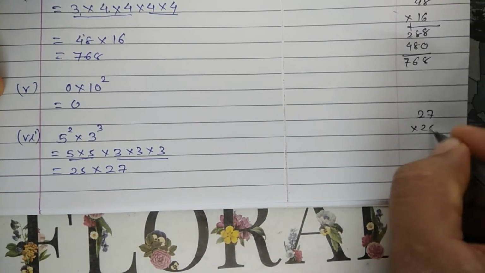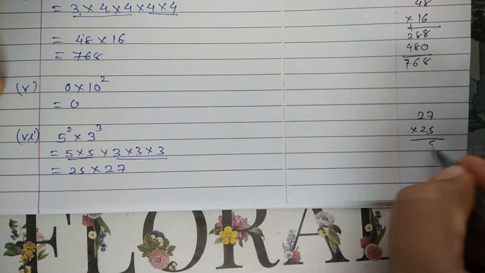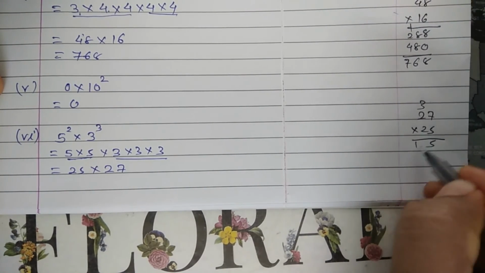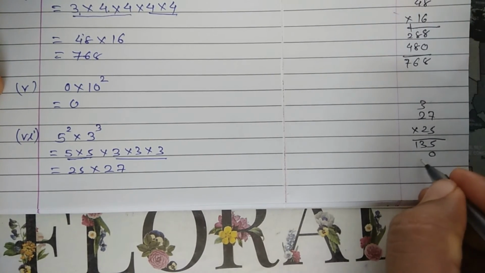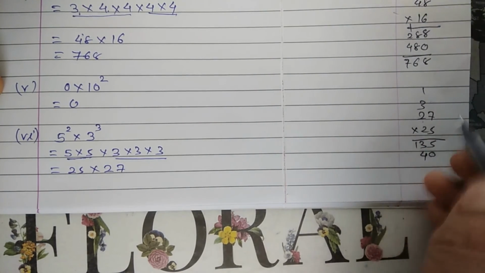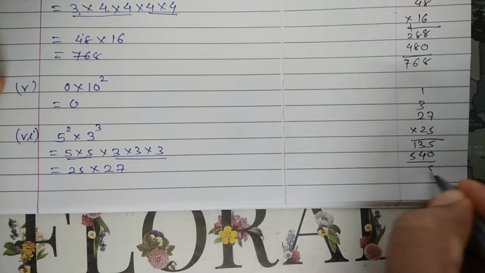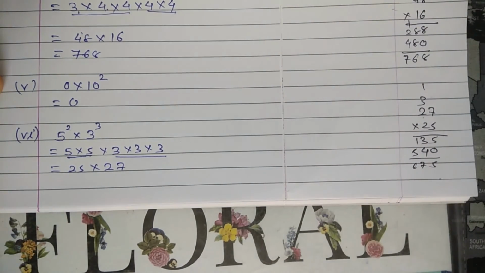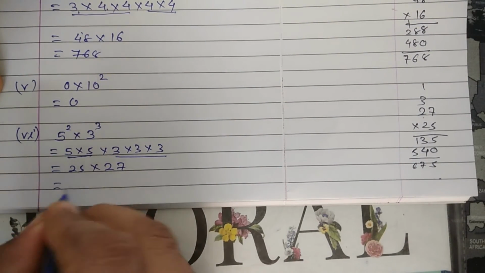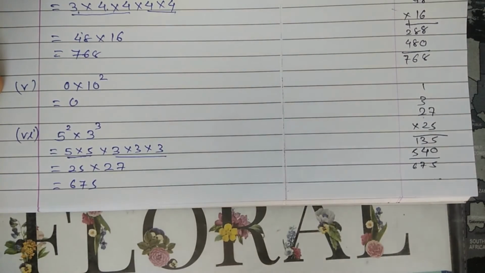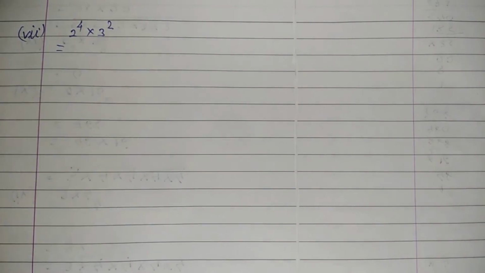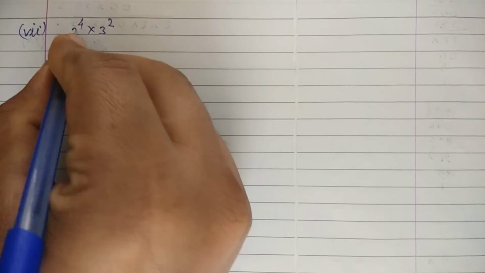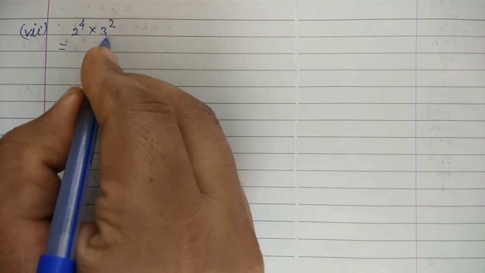27 multiplied by 25. 7 fives are 35, 2 fives are 10 plus 3, 13, here 0, 7 twos are 14, here 1, 2 twos are 4 plus 1, 5. Addition: 5, 3 plus 4, 7, 1 plus 5, 6. So the answer is 675. Sum number 7, 2 raised to the power of 4 multiplied by 3 squared.